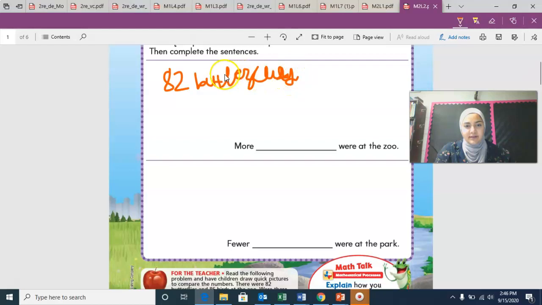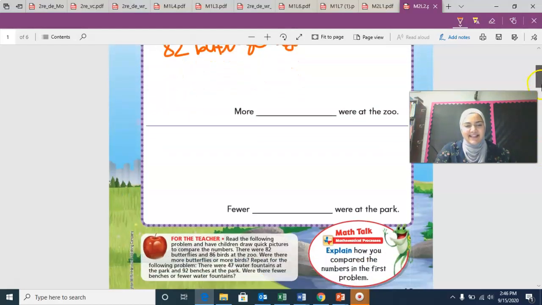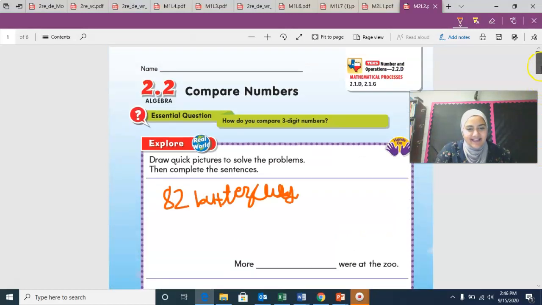There we go. That's my cursive. There were 82 butterflies and how many birds? And 86 birds. B-I-R-D-S. Okay. And 86 birds.